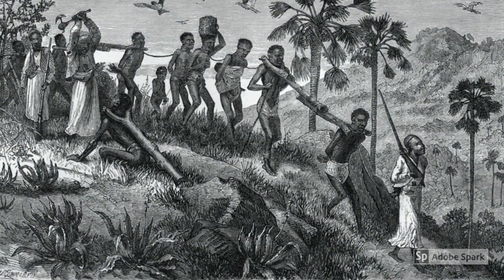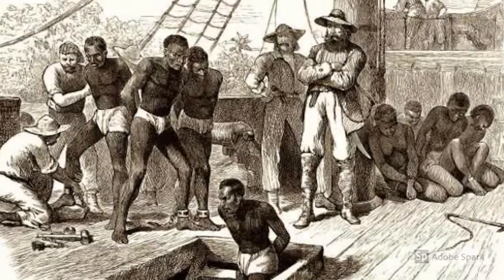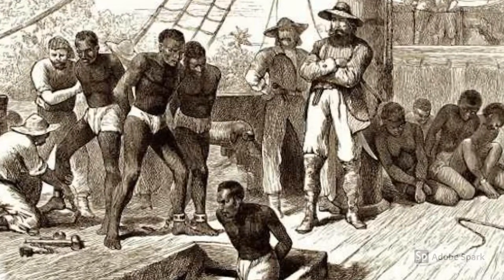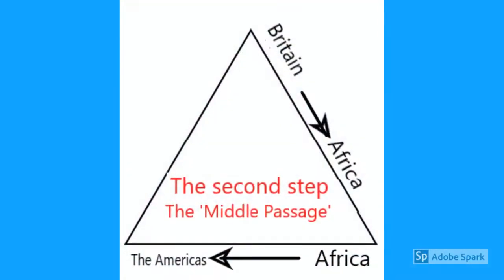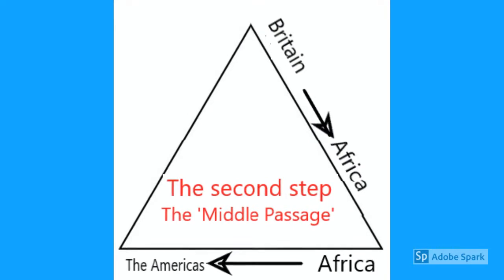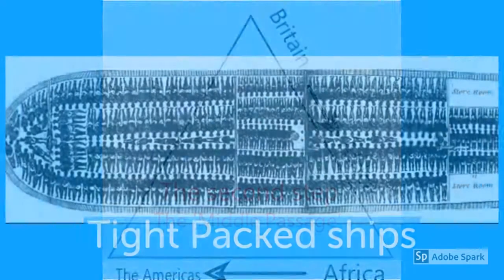Once the British had traded with the tribal chiefs, they would take the captured slaves, and load the slaves onto their ships. This is where the second leg of the journey began. The British would take their ships full of slaves over to the Americas. This was called the Middle Passage.